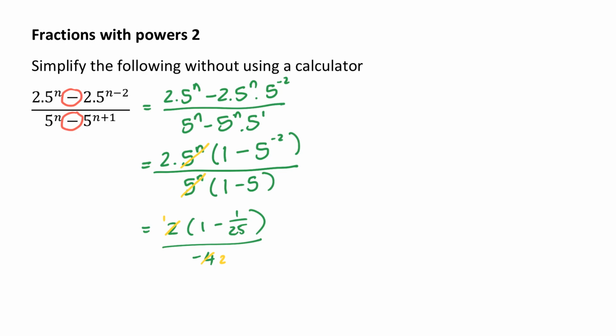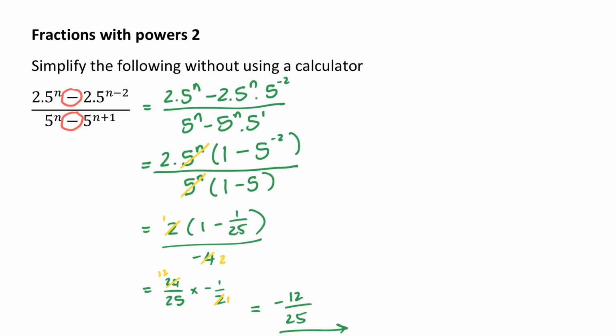1 is 25 out of 25, so that will give me 1 minus a 25th is 24 out of 25. And if I'm dividing by a fraction, it's easier to multiply by the reciprocal. So let's multiply by negative a half. So 2 goes in there once, 2 goes in there 12 times, and my final answer is going to be negative 12 out of 25.